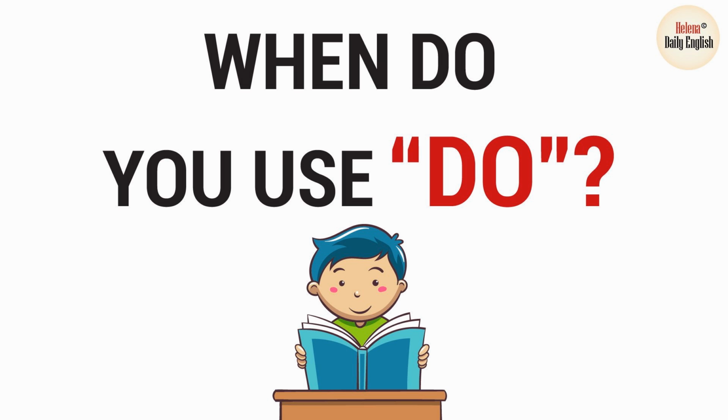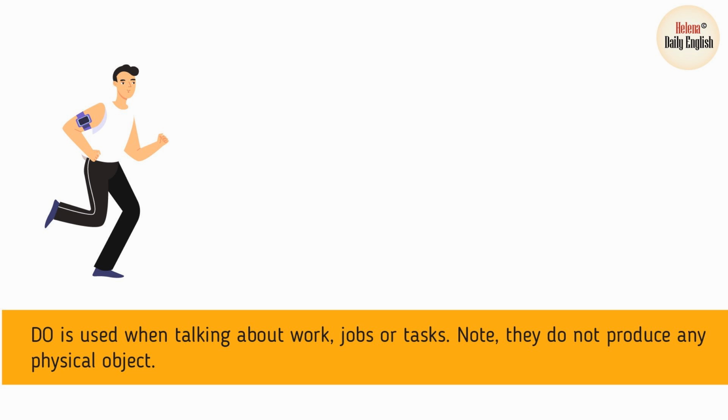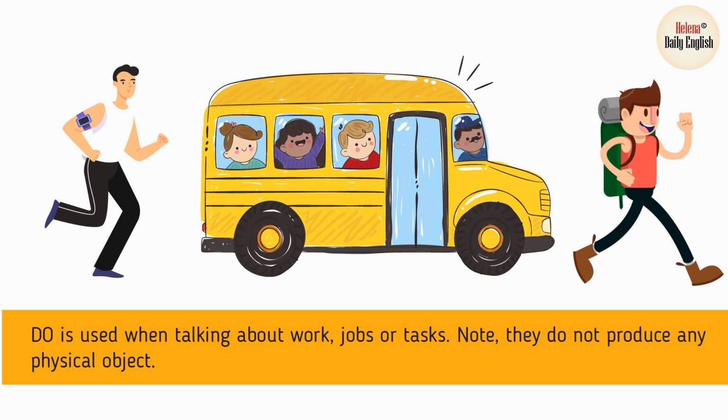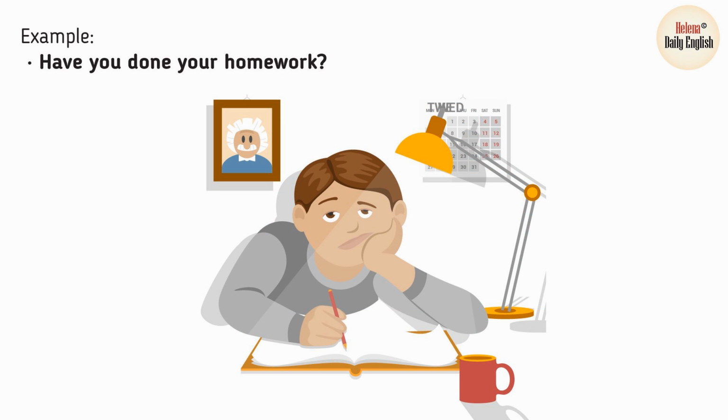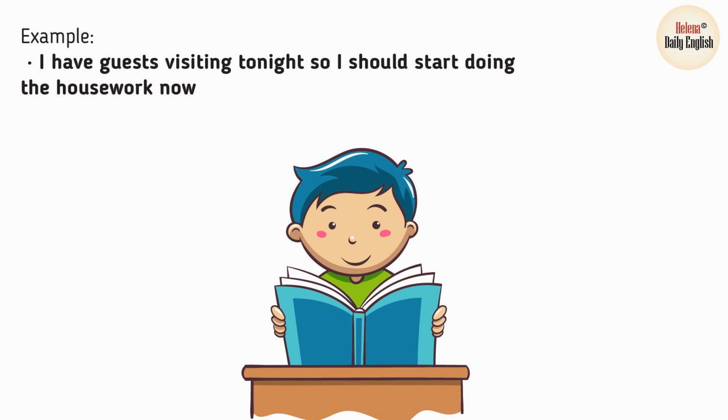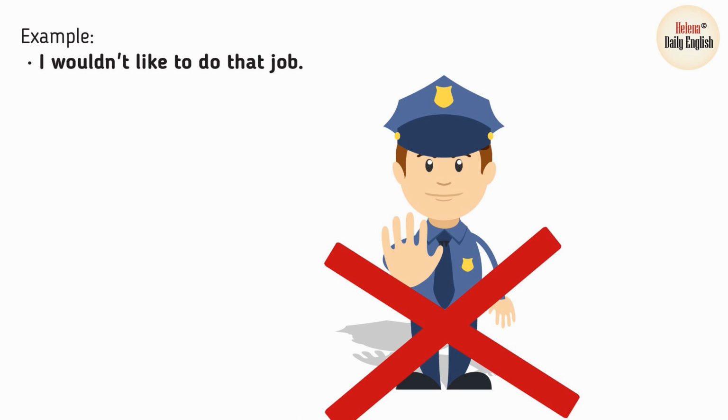When do you use do? Do is used as follows. 1. Do is used when talking about work, jobs, or tasks. Note, they do not produce any physical object. Example, have you done your homework? I have guests visiting tonight, so I should start doing the housework now. I wouldn't like to do that job.